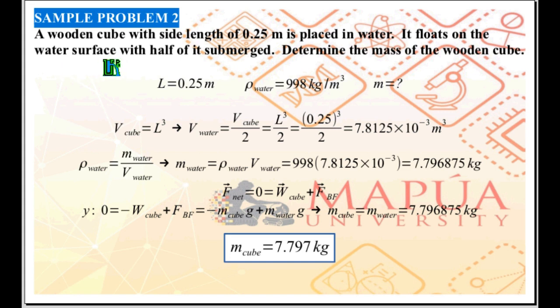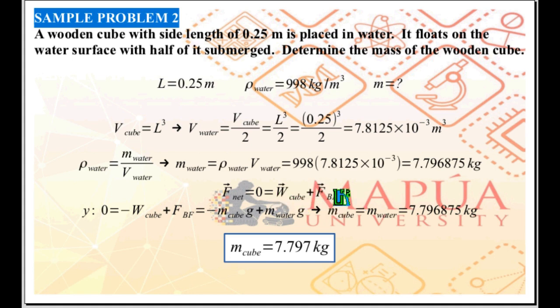The wooden cube, rather, is just floating on the water surface. It is suspended in place. Static case, F net is equal to 0. We have two forces acting on the object, the weight of the cube, and buoyant force coming from the water. You could also use the equation weight apparent is equal to weight of the object plus buoyant force. Since the object is just suspended in place, the apparent weight is 0. So 0 is equal to weight of the cube plus buoyant force. You get the same equation.